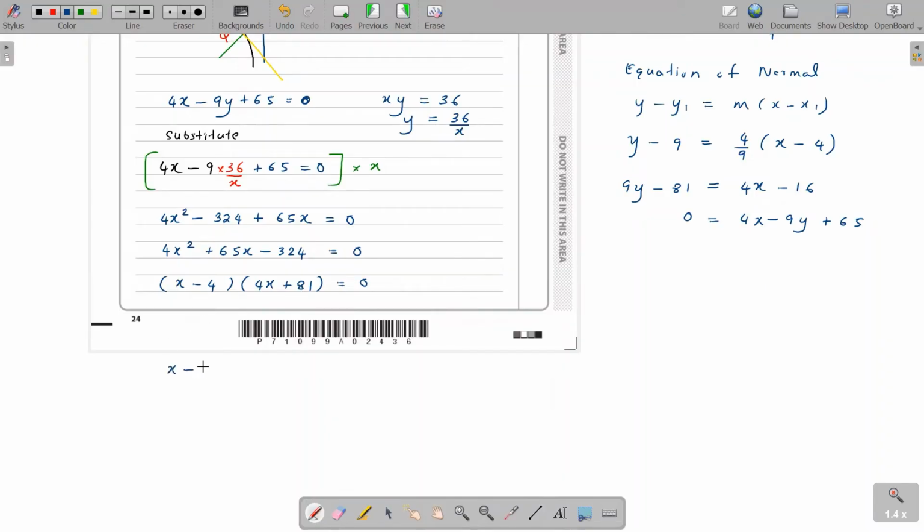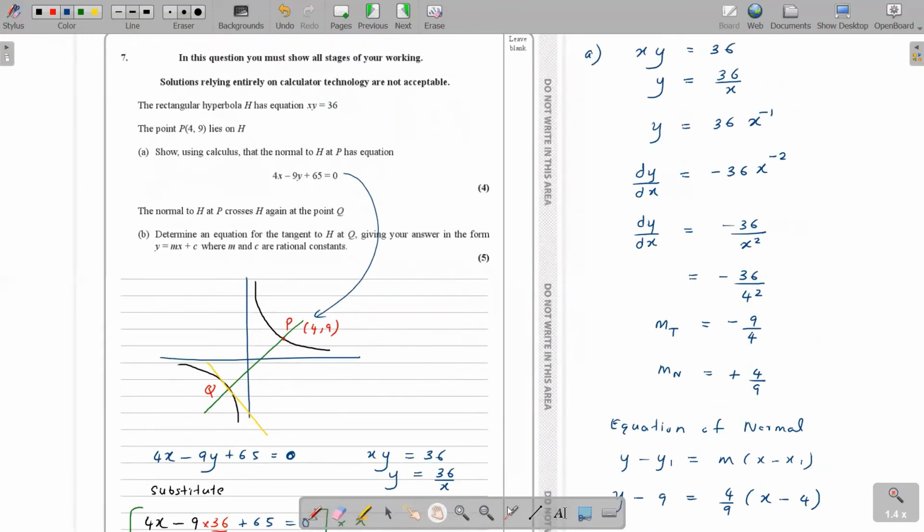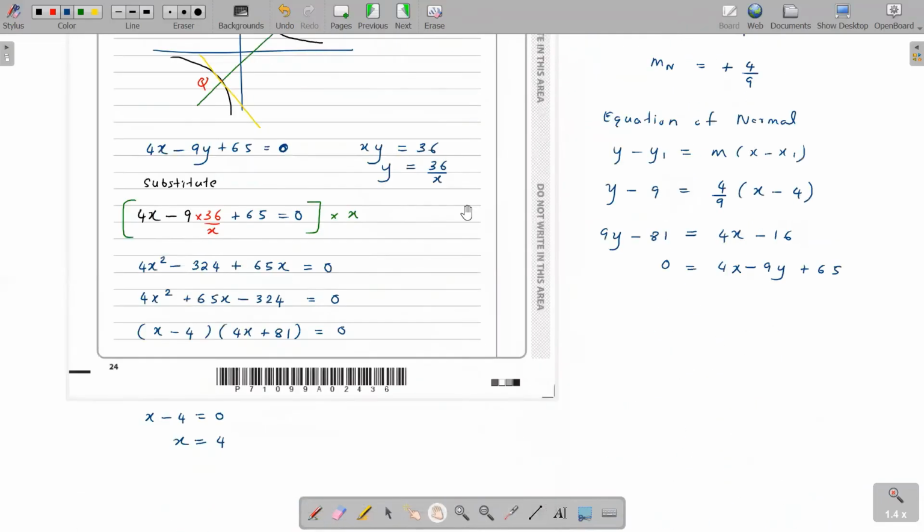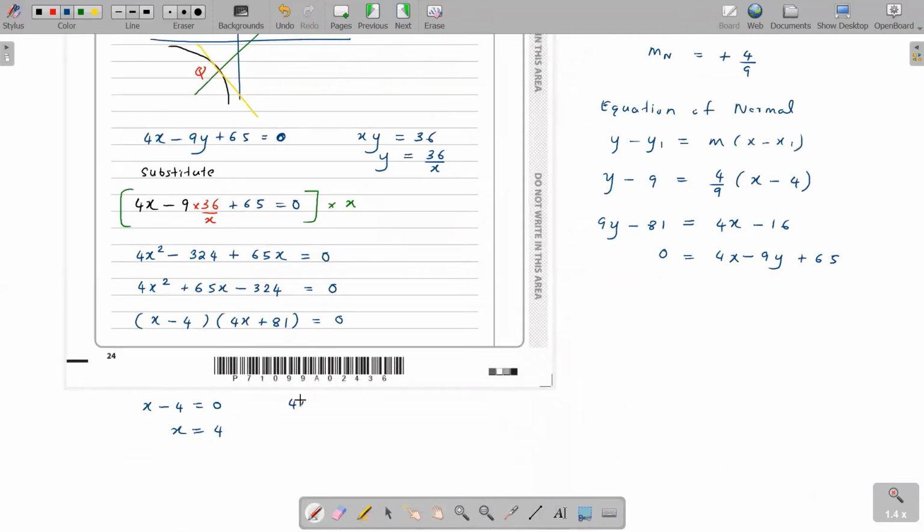So then basically you get x minus 4 equals 0, which gives you x equals 4. I think x equals 4 is the value that we have for point P. Can you see? X equals 4 is the answer for point P. We don't need that. We need the other one. Who is the other one? 4x plus 81 equals 0, which gives you x is minus 81 over 4. So this is the coordinate we need.